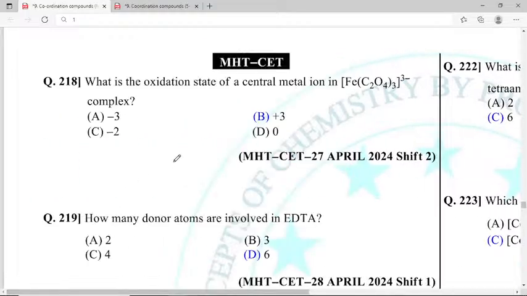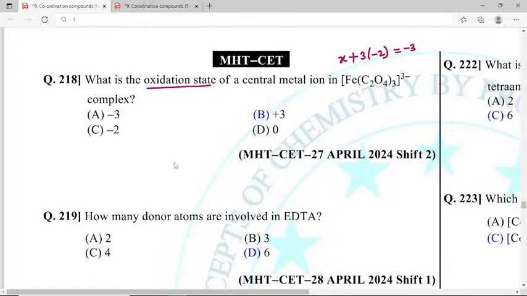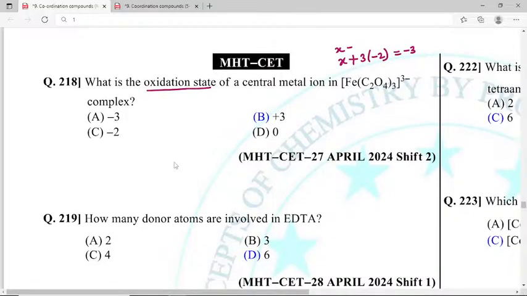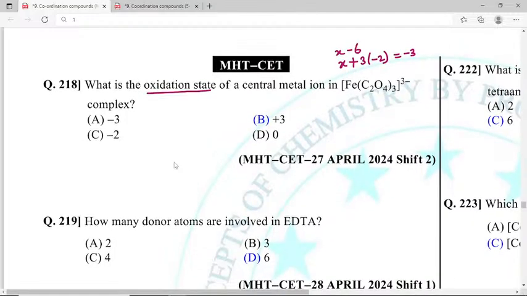What is the oxidation state of central metal ion in Fe(C2O4)3 3- ion? So Fe taken as X plus 3 times oxalate as -2 is equal to -3. So X minus 6, X minus 6 is equal to -3. So what is the value? It is +3.